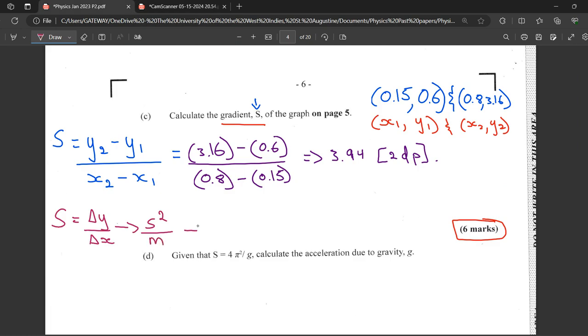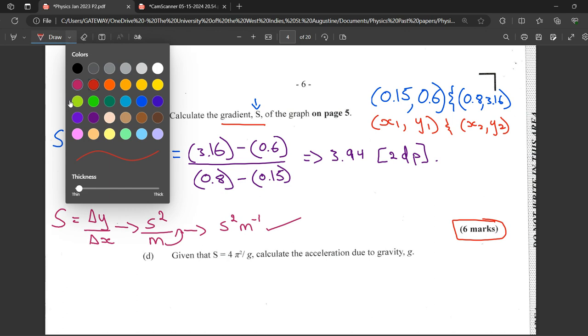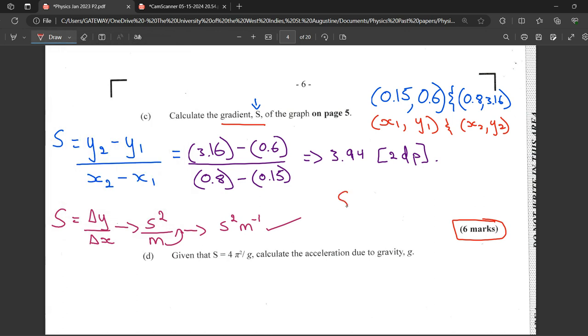Notice this. If you bring the m on top, it would be m to the minus 1. So you have s to the power of 2, m to the minus 1. That is your unit. So if you want, you could put the final answer for S over here. I'll say S is equal to 3.94 s to the power of 2 m to the power of minus 1. And that is my answer there. I believe this will guarantee 6 marks.